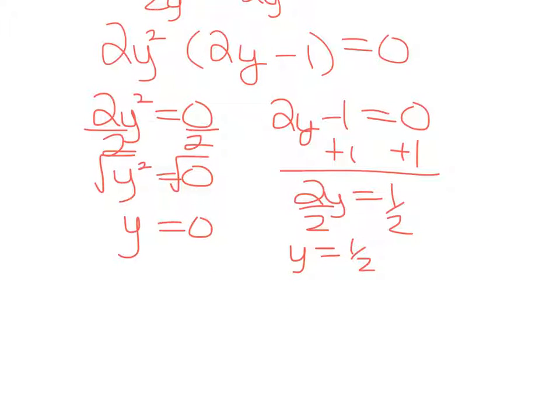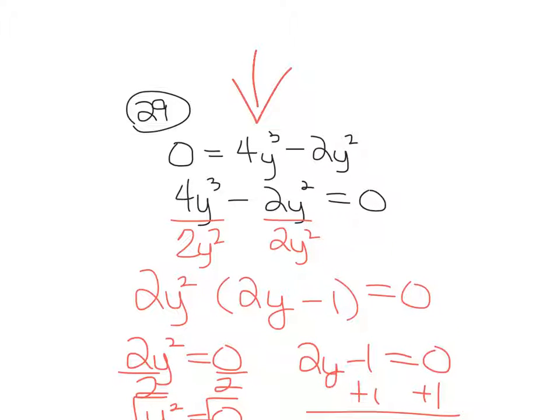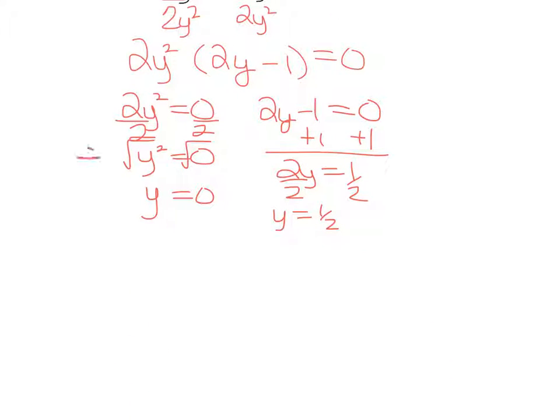So again, my original degree was a 3, the largest. So again, this is telling me I should get 3 answers. But remember, this y squared, this y equals 0 counts for 2. So my answer here is just 0 and 1/2.